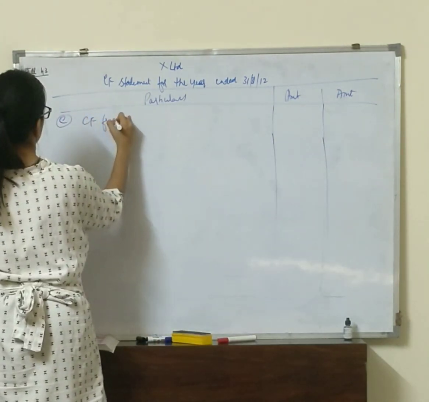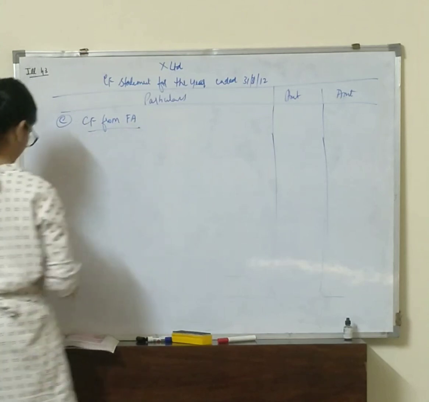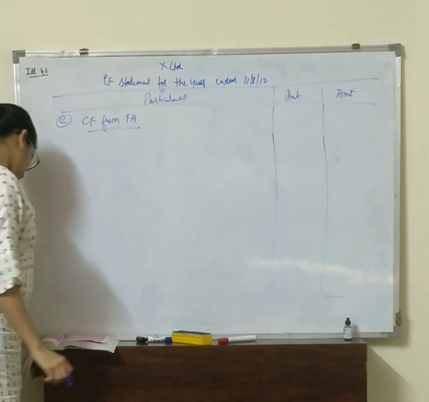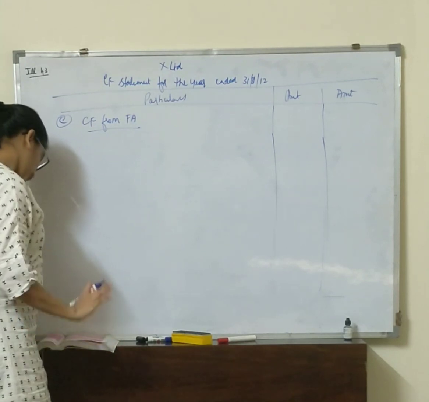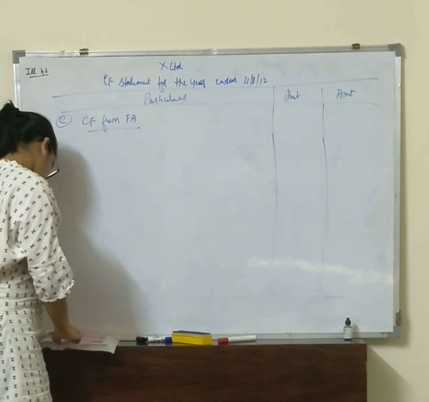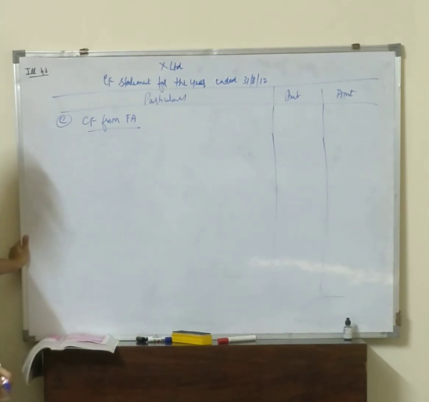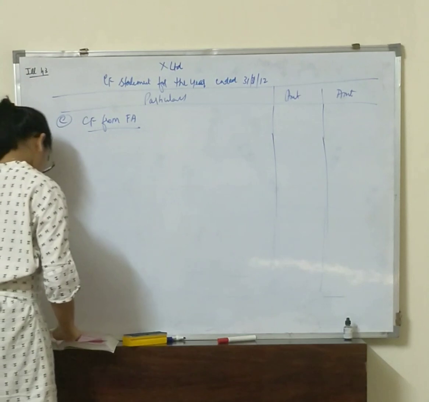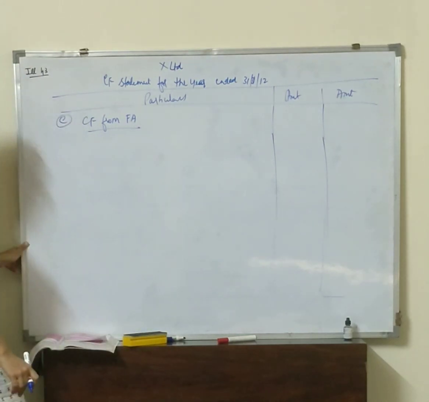Cash flow from financing activities. Go to our equity and liability. We have share capital. Is there increase or decrease? No. So there is no issue, nor is there redemption. Then we have long term borrowing. Last year it was nil. This year it is 1,70,000. So under long term borrowing, 2011 it was nil, 2012 it is 1,70,000. What does it mean?